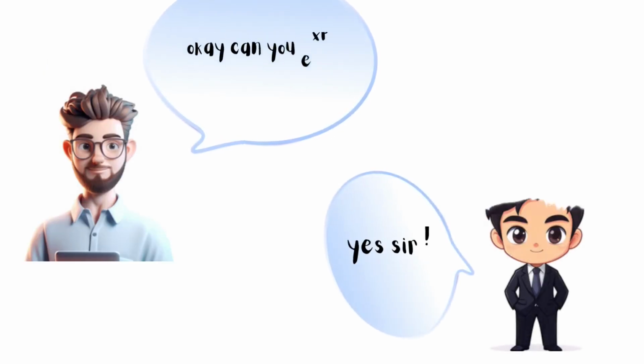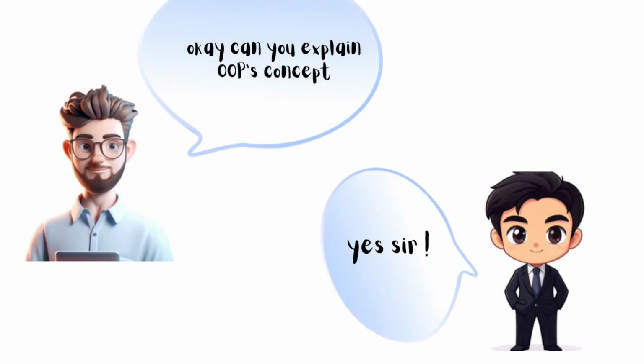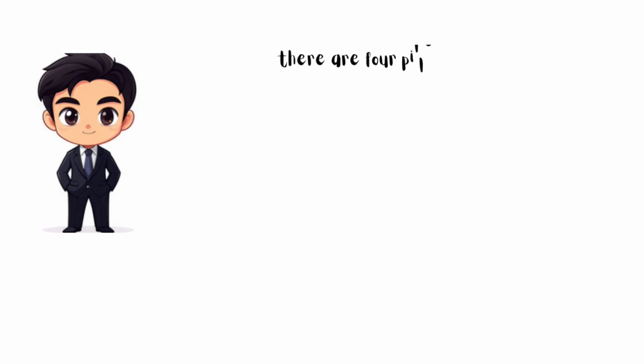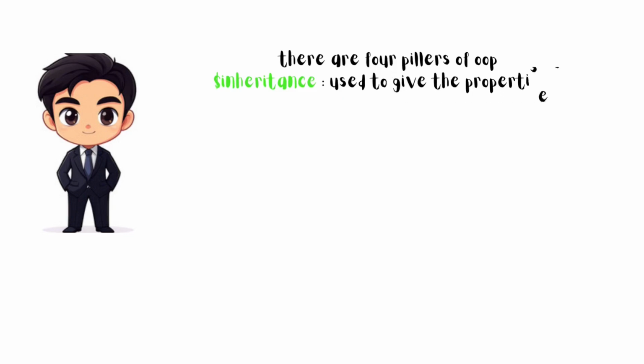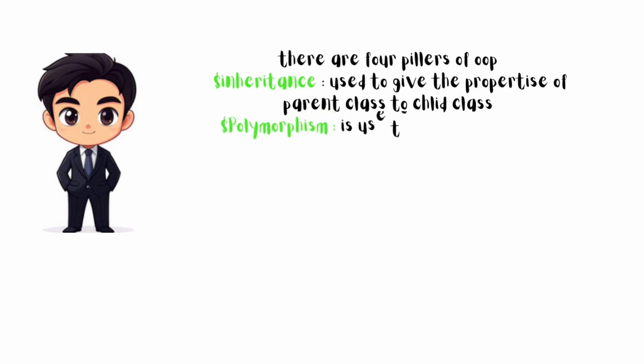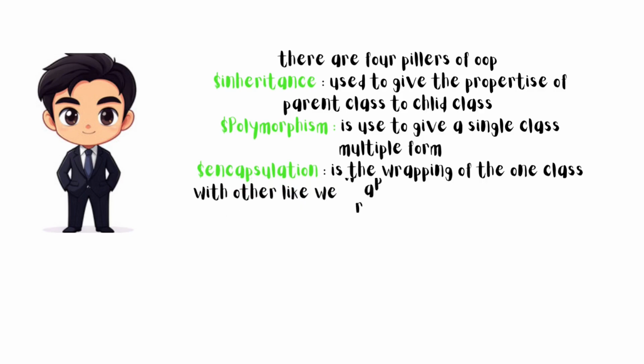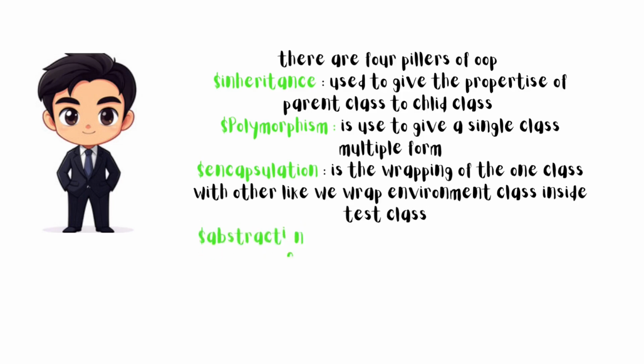Okay, can you explain OOPS concepts? There are 4 pillars of OOPS. First is inheritance, used to give the properties of the parent class to the child class. Second is polymorphism, we use it to give a single class multiple behaviors or multiple forms. Third is encapsulation, this is the wrapping of one class within another, like wrapping the environment class inside the test class. And lastly we have abstraction, it is used for hiding data which is not used.